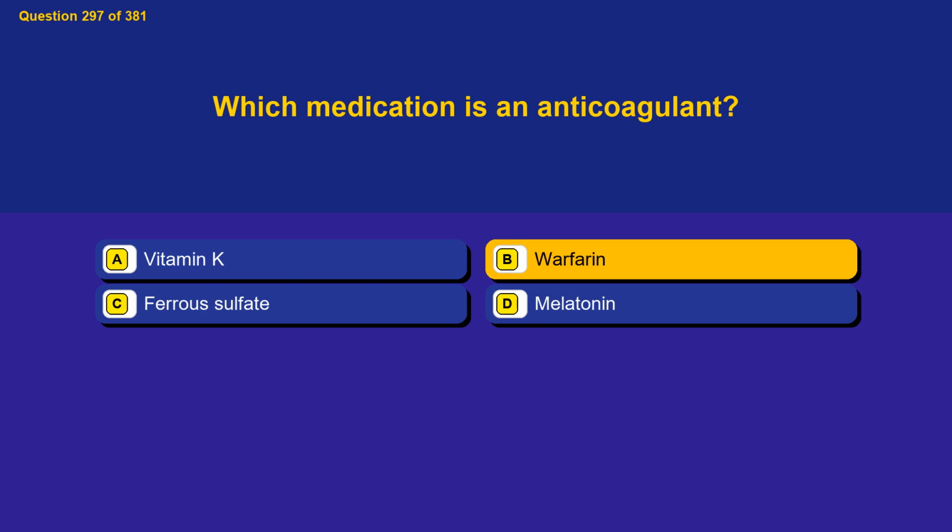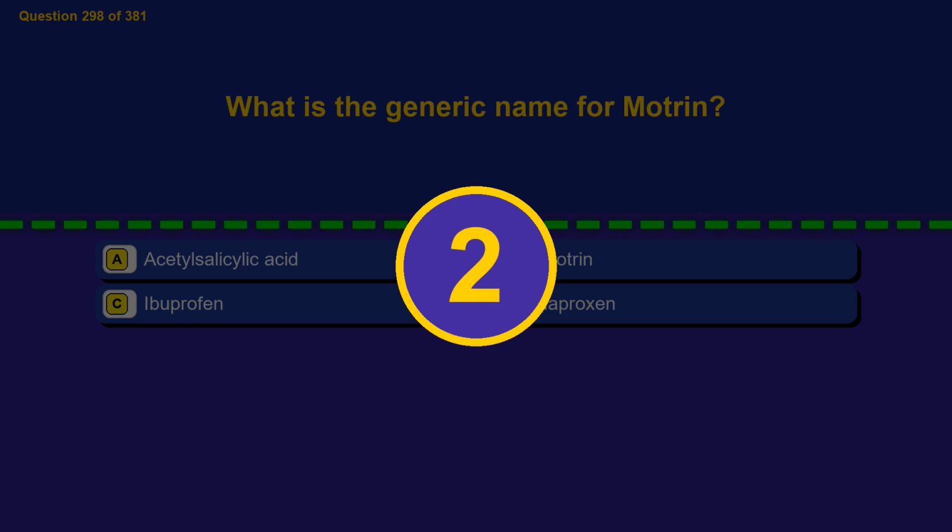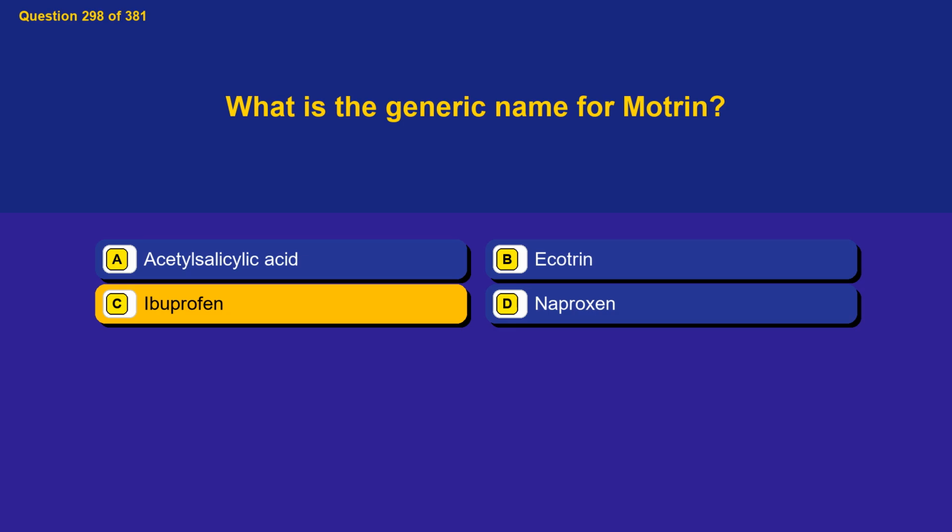The correct answer is option B, warfarin. Question 298. What is the generic name for Motrin? Option A, acetylsalicylic acid. Option B, Hecatrin. Option C, ibuprofen. Option D, naproxen. The correct answer is option C, ibuprofen.